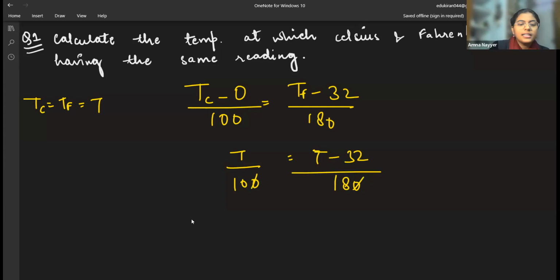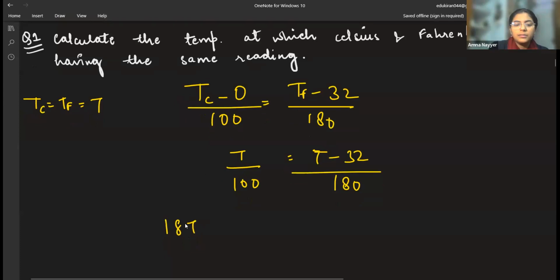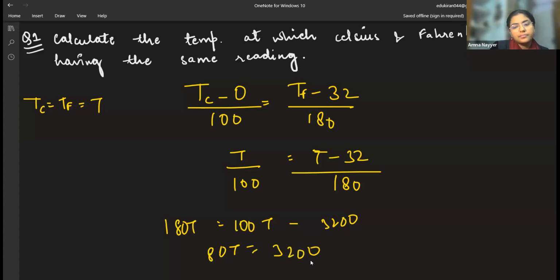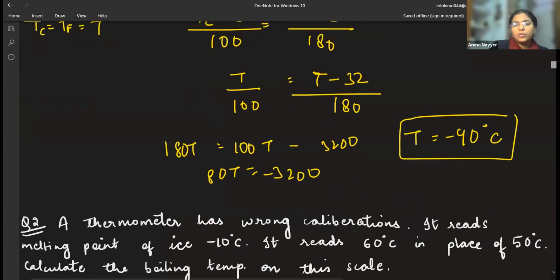The zeros will cancel, or let's not cancel the zeros, because calculations will be easier as 100 we'll be able to multiply. So 180T is equal to 100T minus 3200. From here 80T will be equal to minus 3200, since 180 minus 100 is 80. So the temperature will be minus 40 degrees Celsius. This is the answer. Okay, one more question we'll see. Write it down.